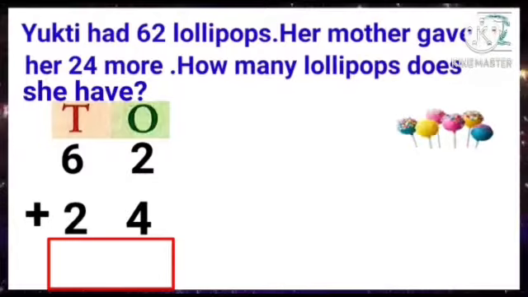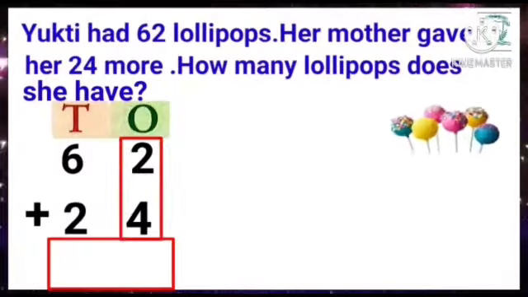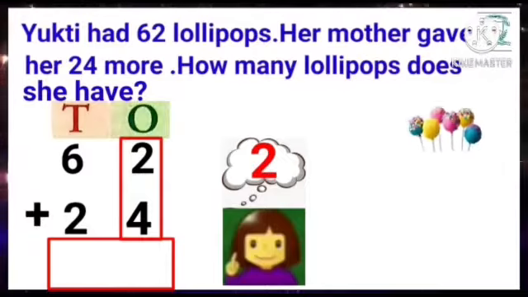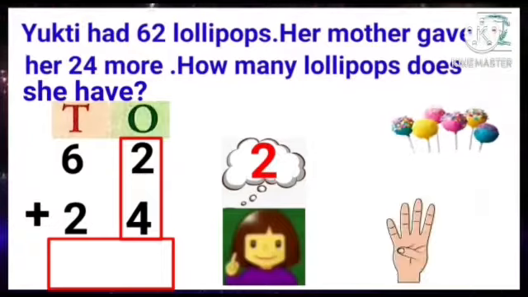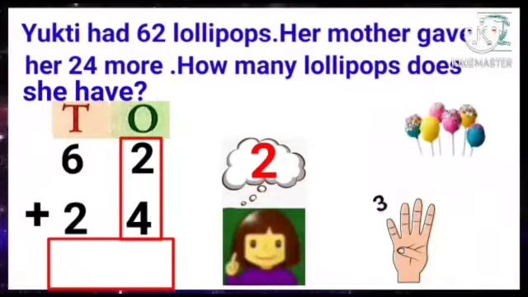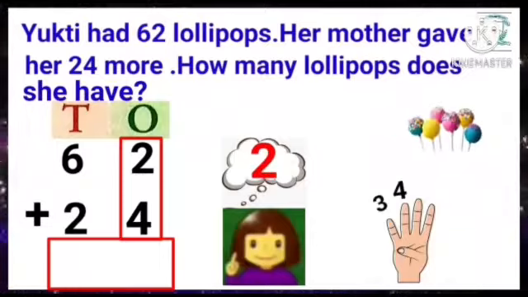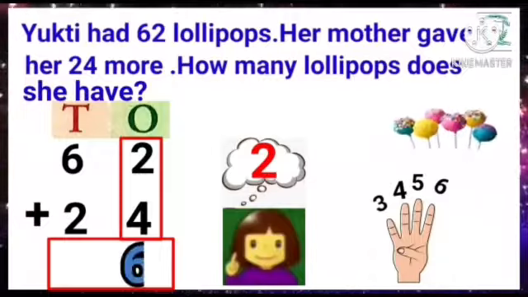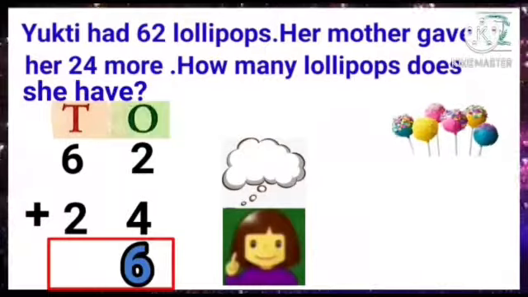First, we add the digits in the ones place. We add as 2 in the mind and 4 fingers up. After 2 comes 3, 4, 5 and 6. We write 6 in the ones place.